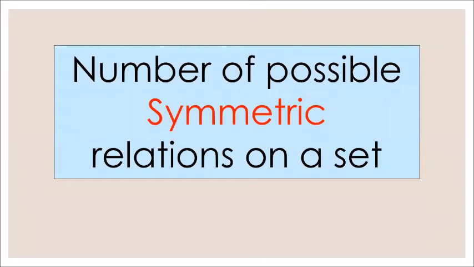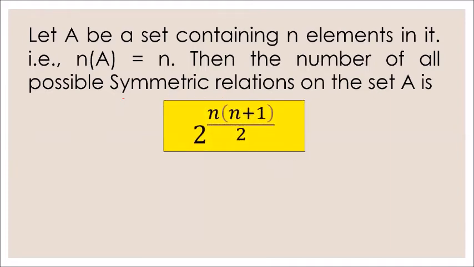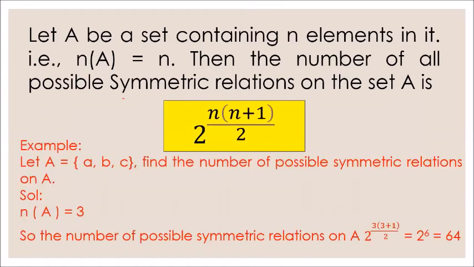Number of possible symmetric relations on a set. Let A be a set containing n elements in it. Then the number of all possible symmetric relations on set A is given by 2 to the power of n into (n plus 1) by 2. Example, let A be a set containing 3 elements. Then the number of possible symmetric relations on A is 2 to the power of 3 into (3 plus 1) by 2, which is equal to 64.